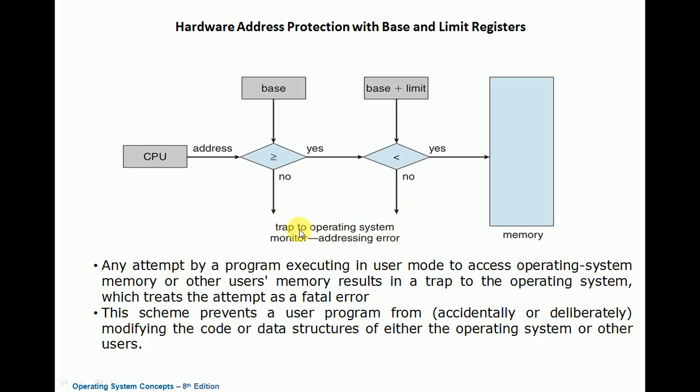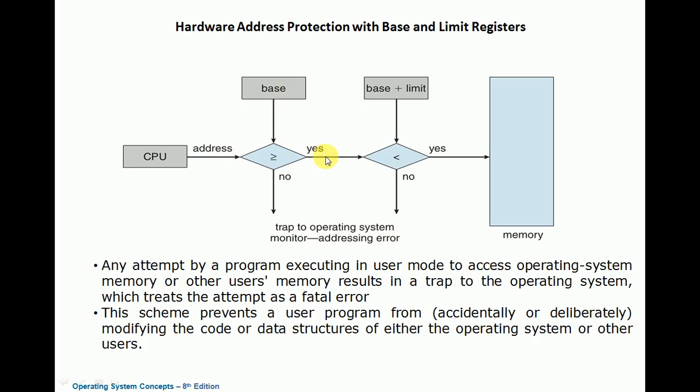So that is called a trap. It is called a trap operation, and the CPU will be immediately suspended. So it is called an addressing error. If everything is fine, whatever the address generated by the CPU, it is greater than or equal to the address stored in the base register. So the condition is yes.